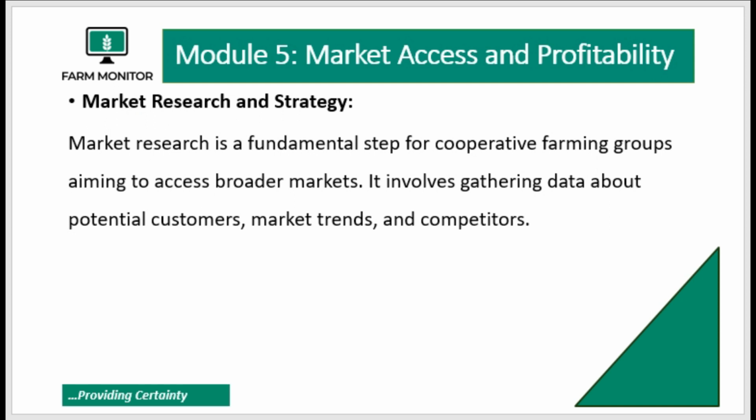Module 5: Market access and profitability. A key activity that cooperatives must engage in to maximize profitability in the market is market research. It's a fundamental step for cooperative farming groups aiming to access broader markets.